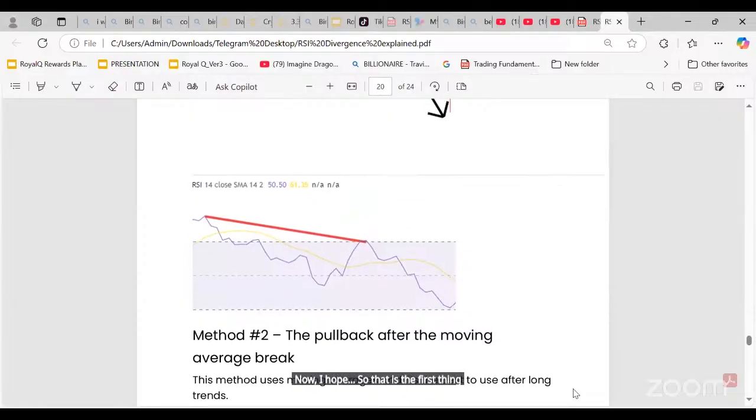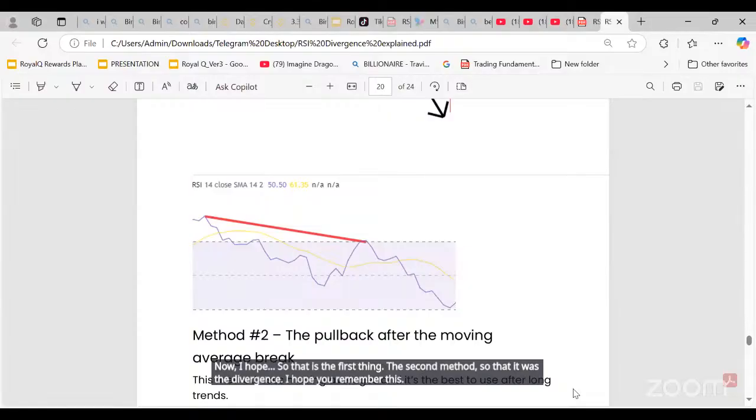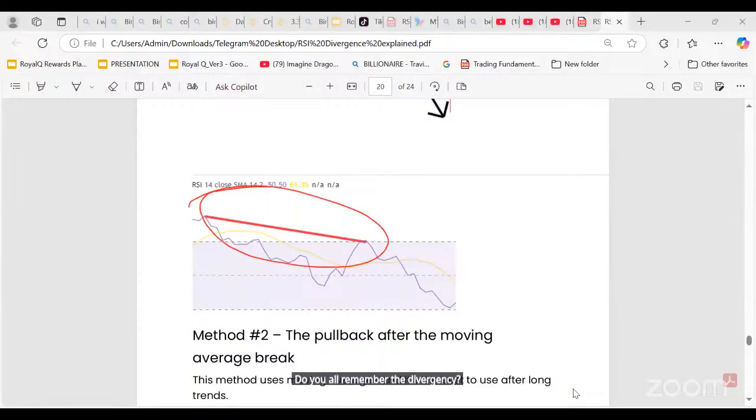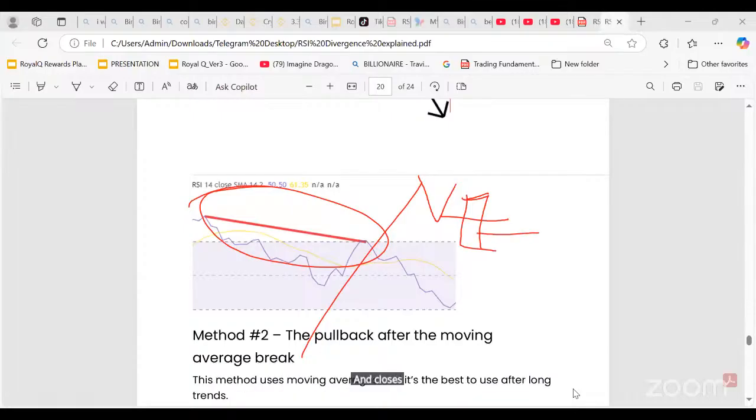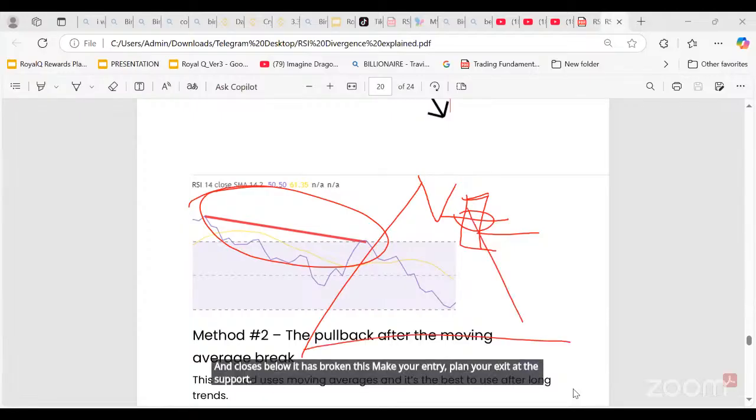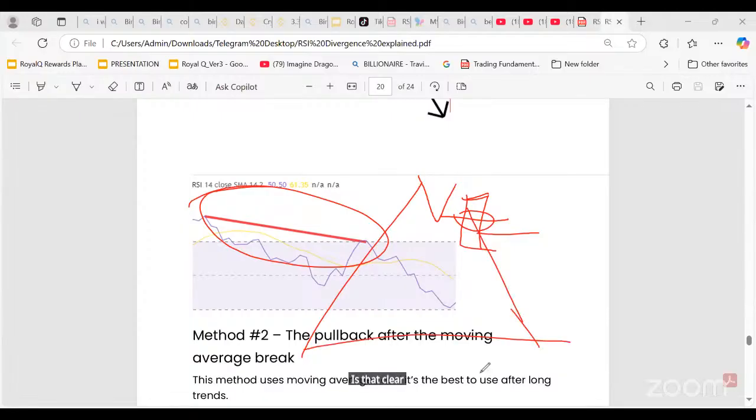The second method was the divergence. I hope you remember this. Do you all remember the divergence? Give me a yes in the chat. So you look at the chart, it rises, you see the divergence, wait for the market to try to pull up. As it is trying to pull up, draw a line at the second candle. If a red candle starts above and closes below, it has broken this. Make your entry, plan your exit at the support. Is that clear?